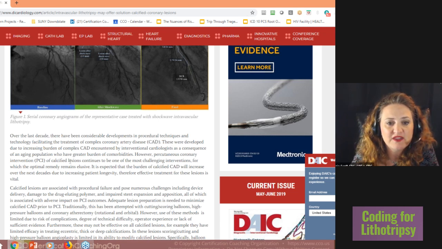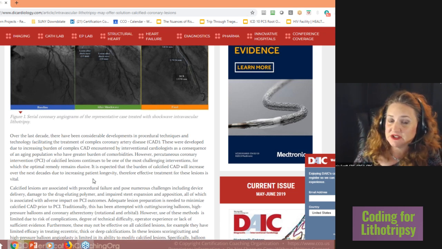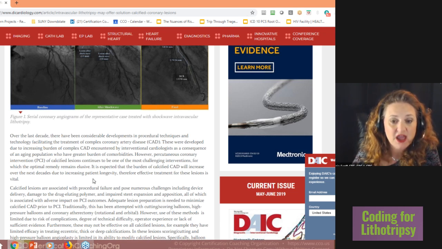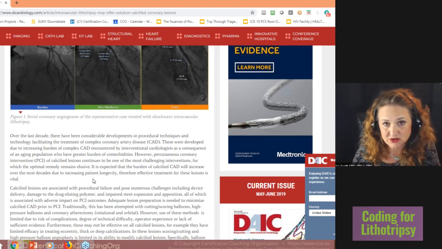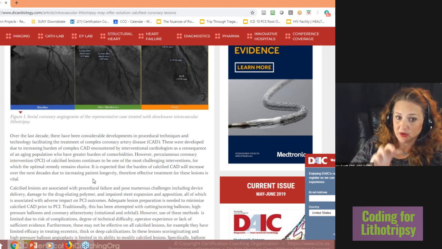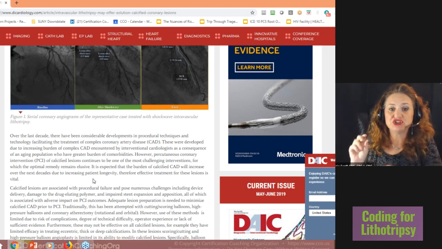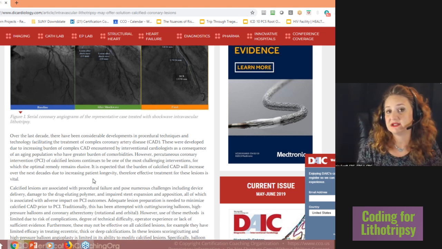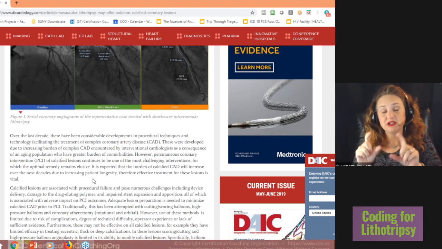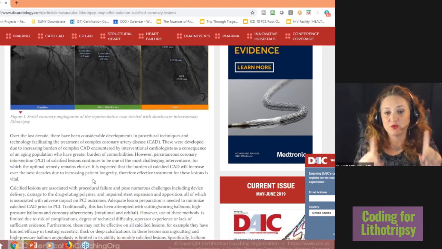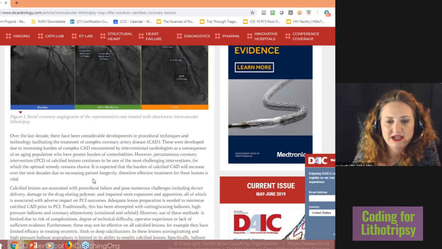So what they had done, and notice this is complex CAD. That's different than just having coronary artery disease. And I'm not going to go into the diagnosis coding, but that's what I love. I'm into that diagnosis, ICD and stuff. But just let me tell you that complex CAD is literally more complex than having CAD. So for only complex CAD.